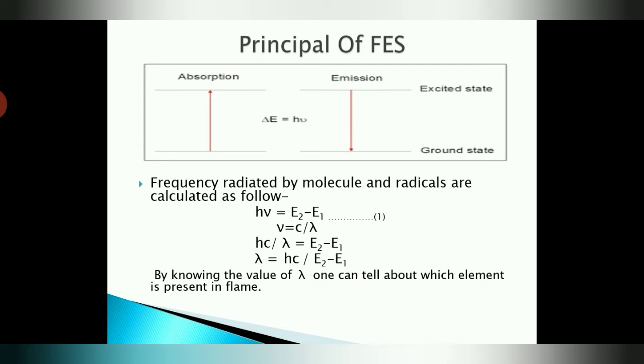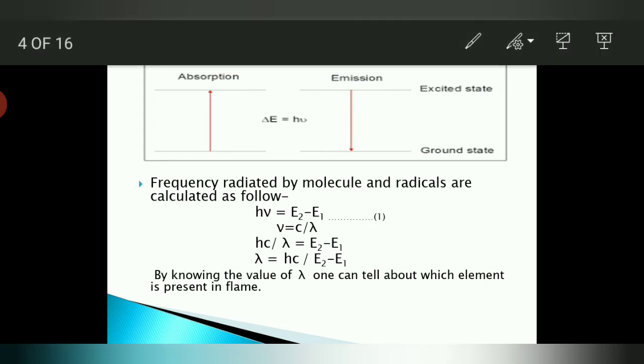Mathematically, it is explained as h nu is equal to E2 minus E1. Here, h is Planck's constant, nu is the frequency of emitted light, E2 is the higher energy level, while E1 is the lower energy level. The higher energy level is nothing but the excited state, and the lower energy level means the ground state.